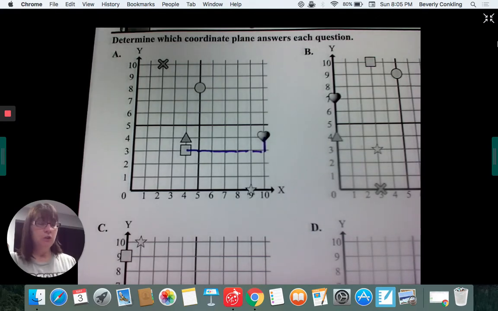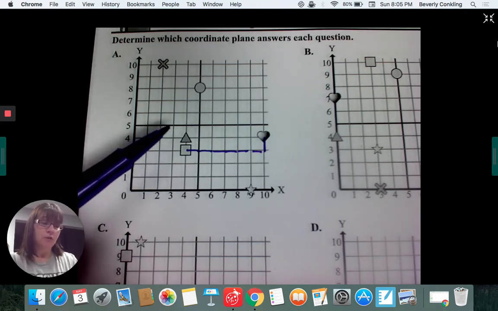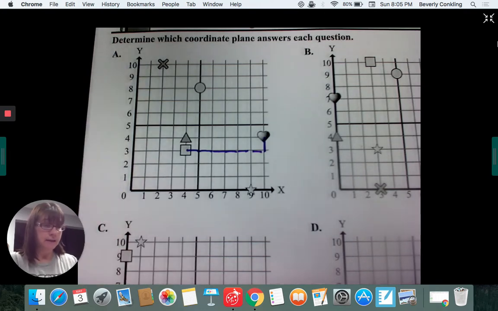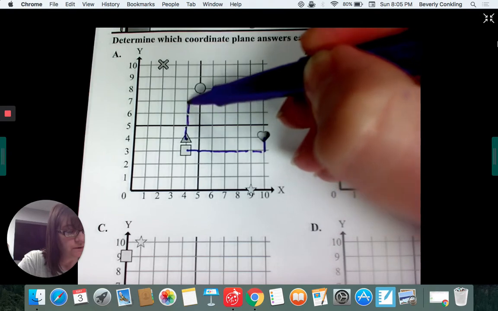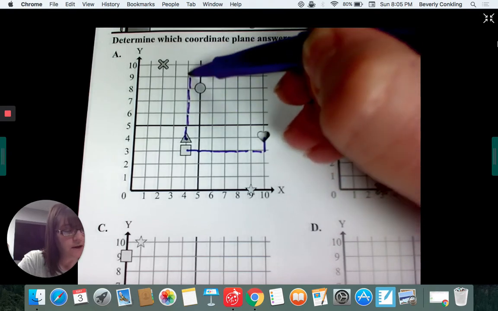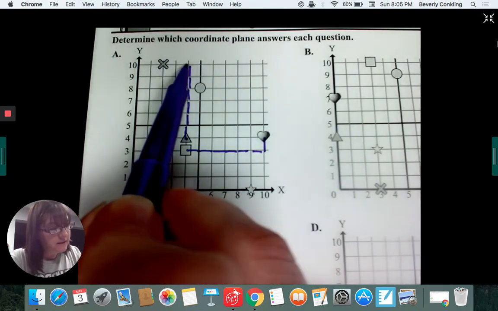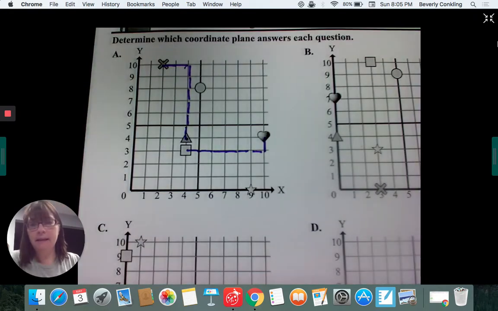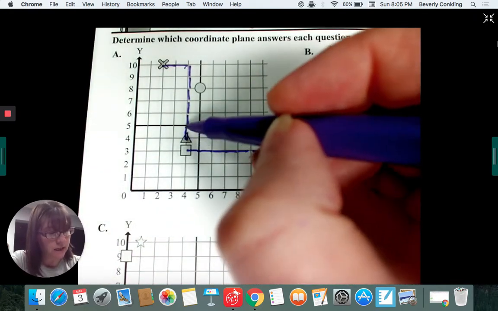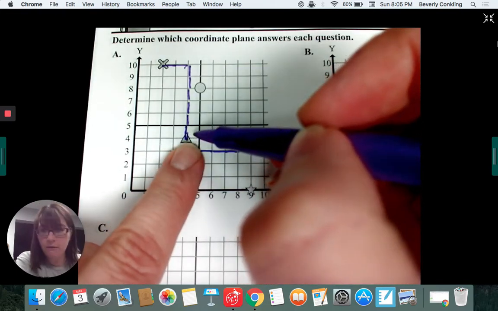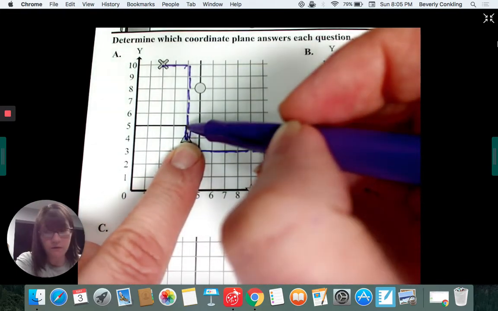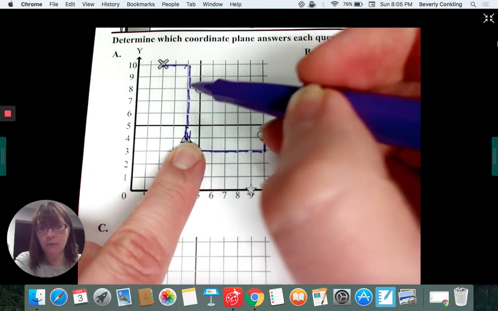If I wanted to know how many units there were between the triangle and the X, I would count, start here at the point it's at, 1, 2, 3, 4, 5, 6, 7, 8. And all I'm doing is counting to the next number. This started at 4 on the y-axis, so I counted up to 5, that's 1, up to 6, that's another, up to 7, that's another.